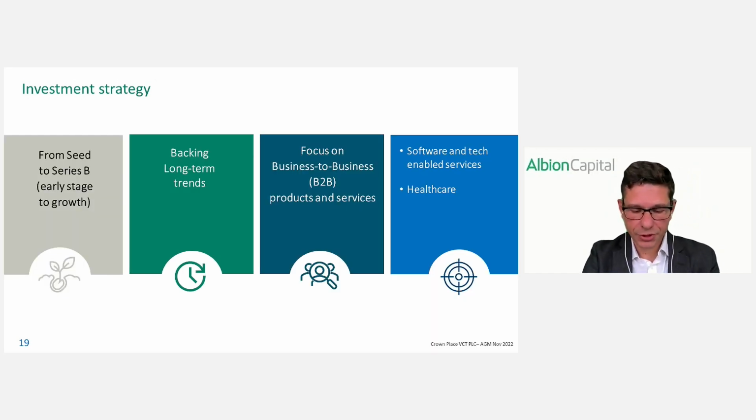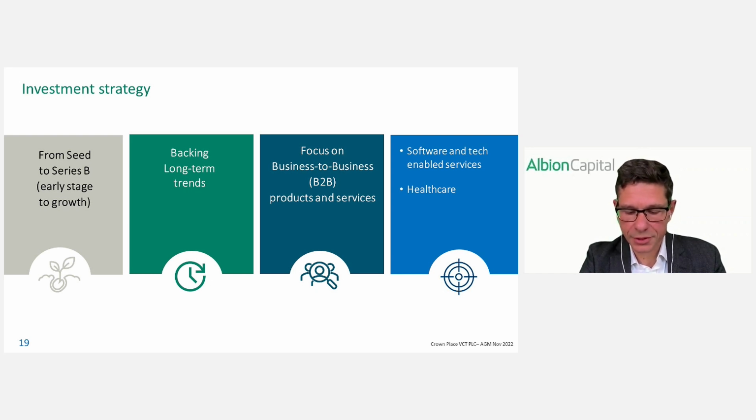Now let's just briefly touch on the investment strategy. Our investment strategy hasn't changed in the last year, but it'll be useful for us to remind ourselves what the fund and the company invest in. We invest from seed to Series B stage. This is companies typically with less than £1 million of revenue to more than £5 million of revenue. We back long-term trends, which means we invest in growing markets and where we see technology coming in and creating value over the long time.